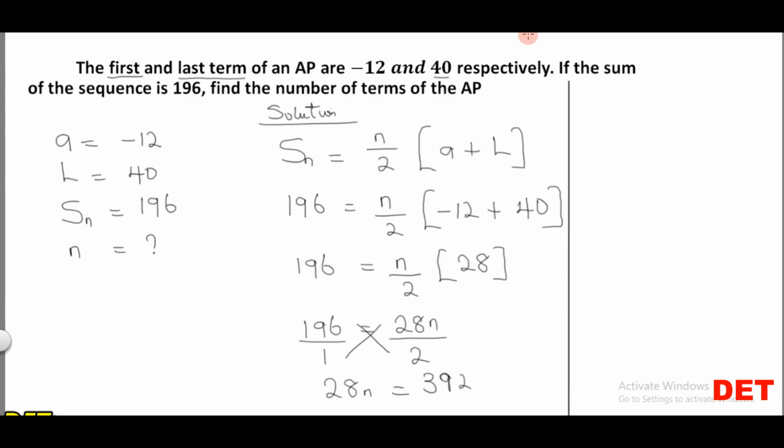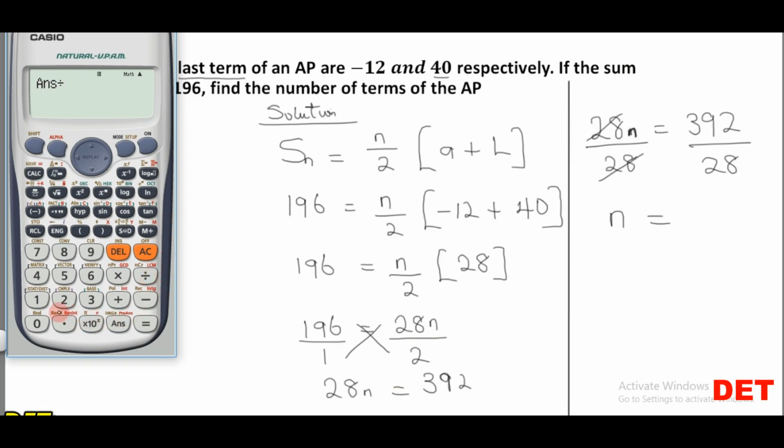So what I have there is 28n is equal to 392. The next thing I will do is divide both sides of the equation by the coefficient of n, which is the number attached to n, and that is 28. Whatever I do to this side, I do to this side, so that this 28 will cancel out this 28 and my n can stand alone. So n will be equal to 392 divided by 28, which is equal to 14.